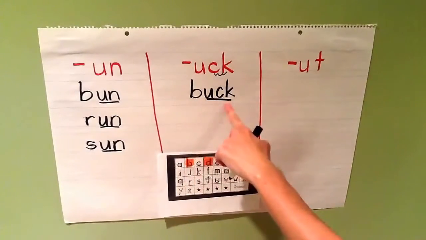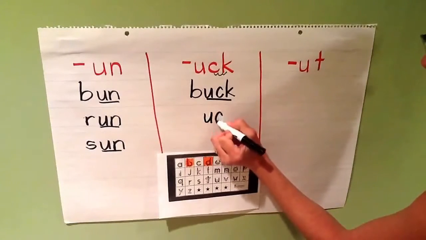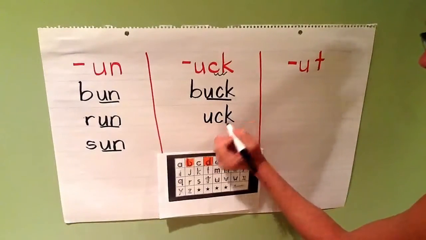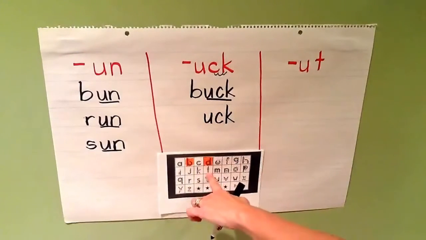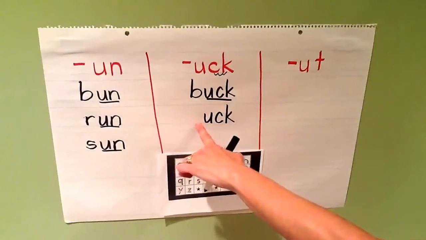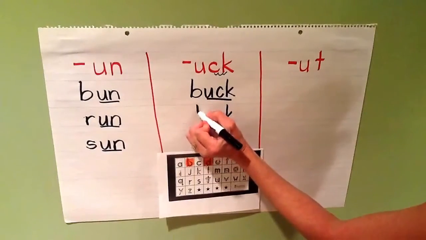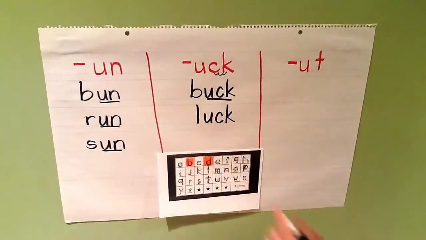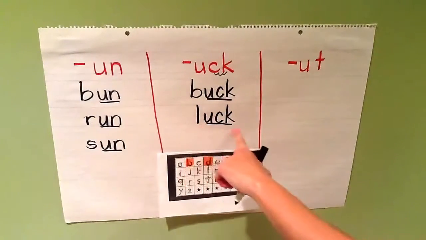Let's look at another one. Notice again that we are working on the uck word family. So again, I'm going to write U, C, K. This is my word family, so I'm keeping that the same. Do you see another letter that I could add to the beginning of uck that would make a real word? How about the letter L? Luck. Is that real? It is. So I'm going to add the letter L to the beginning of uck. Again, the uck is my word family. So here's the word luck.